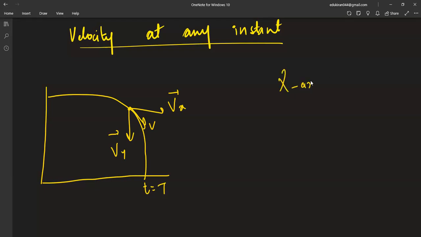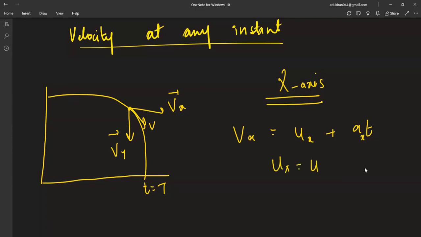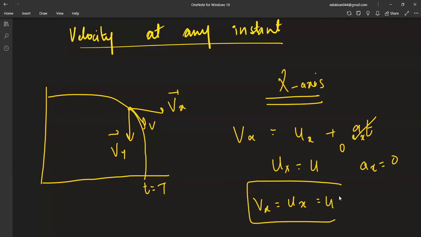So let's talk about x-axis first. Now velocity along x-axis, we already know what our answer is because we have seen that component doesn't change. But still, if we go by the derivation, v is equal to u plus at. So this becomes ux plus axt. See, initial velocity along x-axis, we know this is u, and acceleration is 0. So along x-axis, it will still be ux only. Final velocity will be similar to initial velocity, that is u.